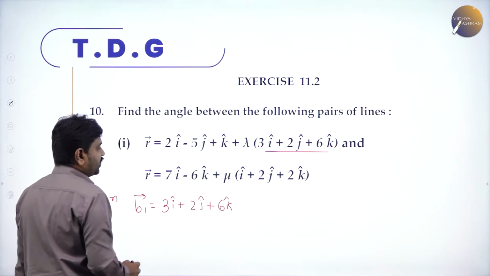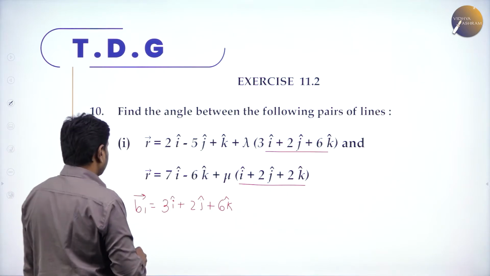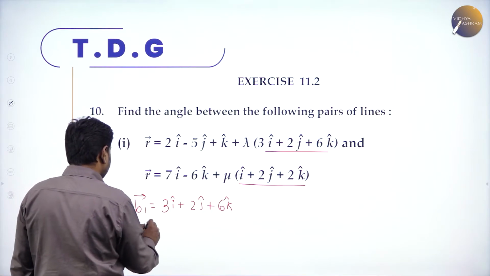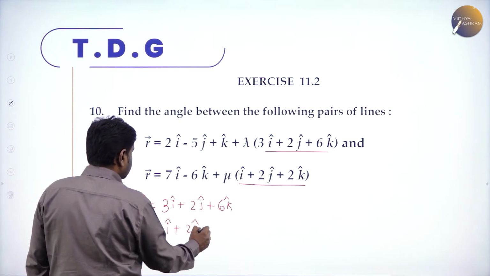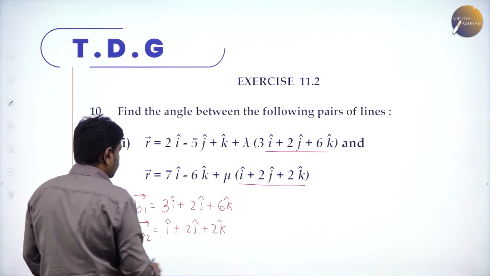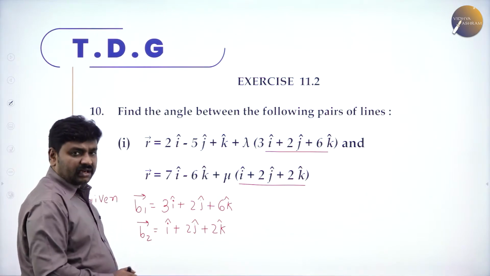B2 means the parallel vector to the second line, that is the coefficient of mu. What is the mu coefficient? i cap, 2j cap, 2k cap. So vector B2 is i cap plus 2j cap plus 2k cap. So now we have vector B1 and vector B2. Now they want you to find the angle between the pair of lines.